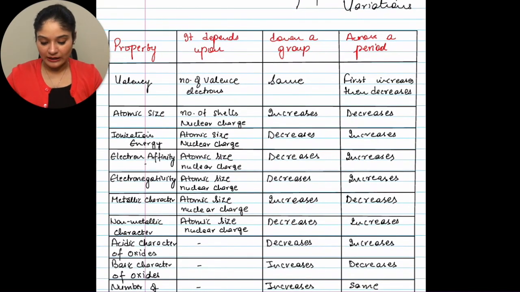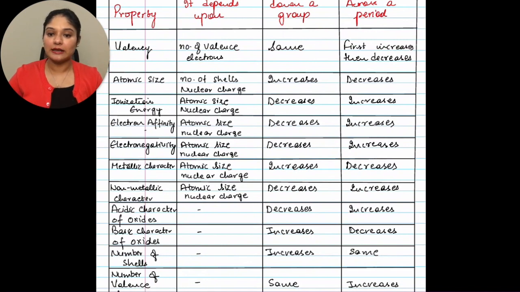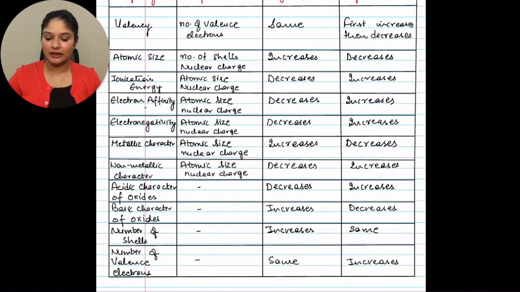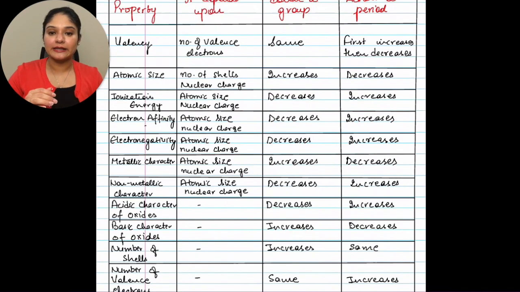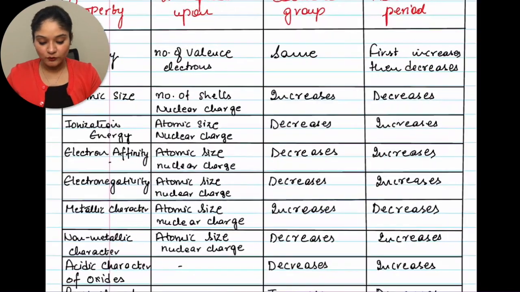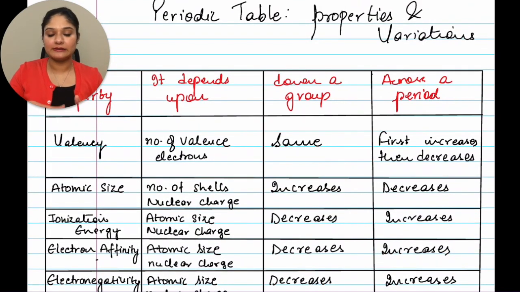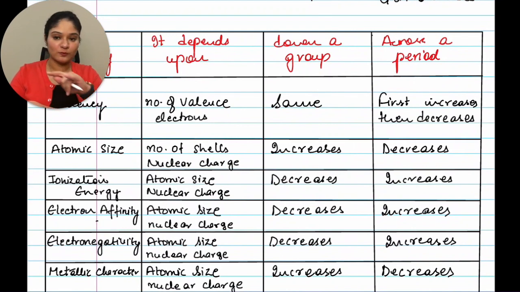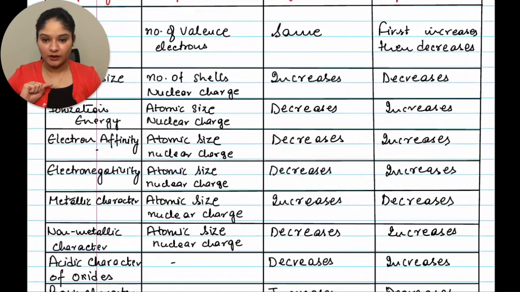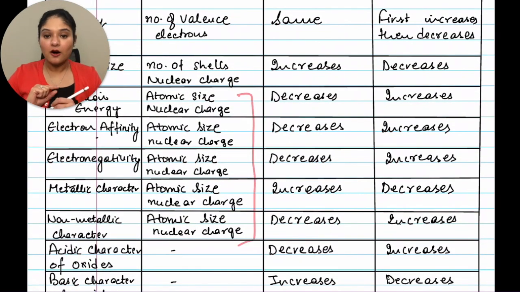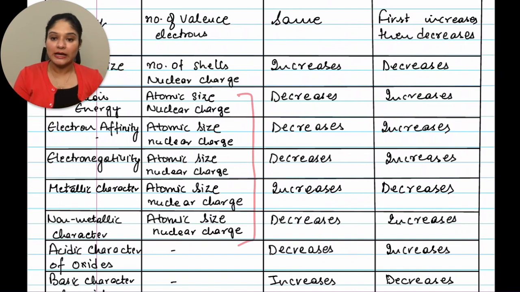So you have the valencies, atomic size, ionization energy, electron affinity, electronegativity, metallic character, and so on. On the second side, I have what it depends upon. So let's focus on what it depends upon first. If you take a look at valency, what will valency depend upon? Of course, valency will depend upon the number of valence electrons. So that is there. Then when you talk about atomic size, it depends upon how many shells you have and the nuclear charge. Other than that, if you take a look at all the others, all of them are the same. That is atomic size, nuclear charge, atomic size, nuclear charge.